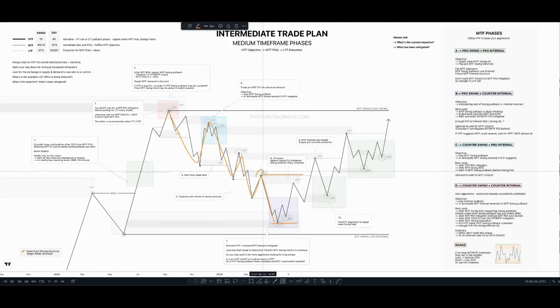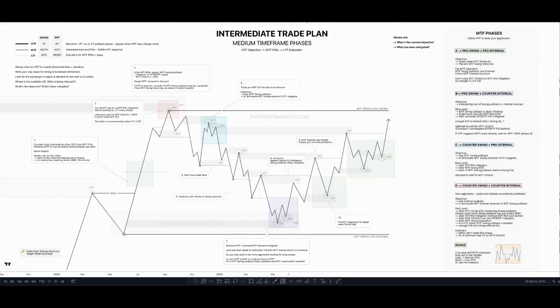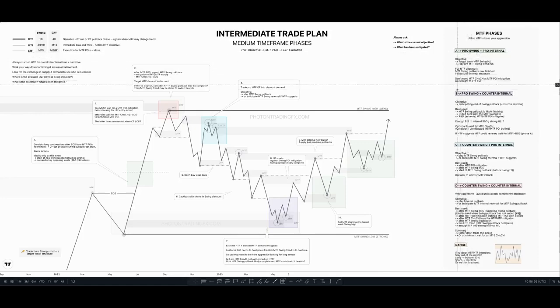That's your bearish or your strong internal high. Okay, so if you're getting long, you are trading against the medium time frame internal trend, right? You're trading against that, but you are pro swing trend. So this is phase B. So when you're in phase B, again, ask yourself, first thing, when you've identified the phase, that should be pretty easy. Now, what's the objective?